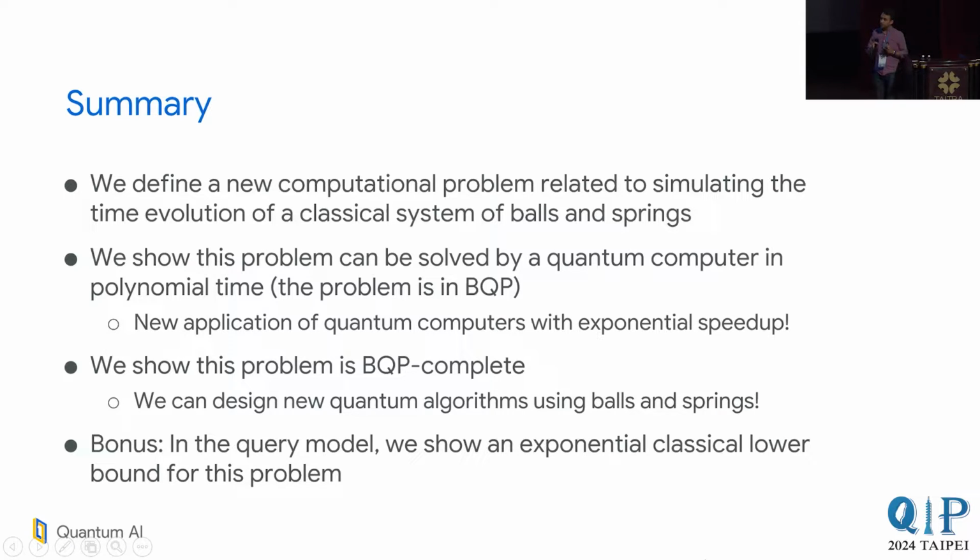So the upshot of this result, other than proving that this is an exponential speedup, is that we can design new quantum algorithms using this problem. So in principle, you could design a completely new quantum algorithm just by reasoning about classical balls and springs. For many of us, maybe we have more intuition about quantum computing and quantum algorithms, so maybe it's not that useful, but I'm sure there are people out there who think that Newtonian physics is far more intuitive, and maybe they would like this way of designing quantum algorithms. And finally, as a bonus, we give another piece of evidence showing that this problem is hard. We show an exponential separation in the quantum query model.